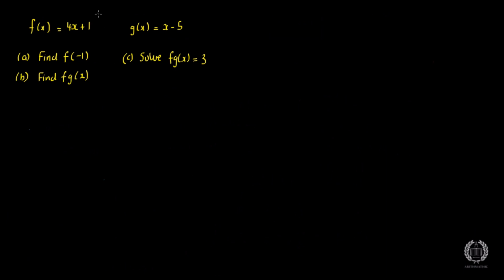We have two functions, f of x equals 4x plus 1 and g of x equals x minus 5. The first question is asking us to find f of minus 1. Okay, so because it's asking us for the f function, I'm going to first write my f of x function. So I'm going to write f of x equals 4x plus 1.